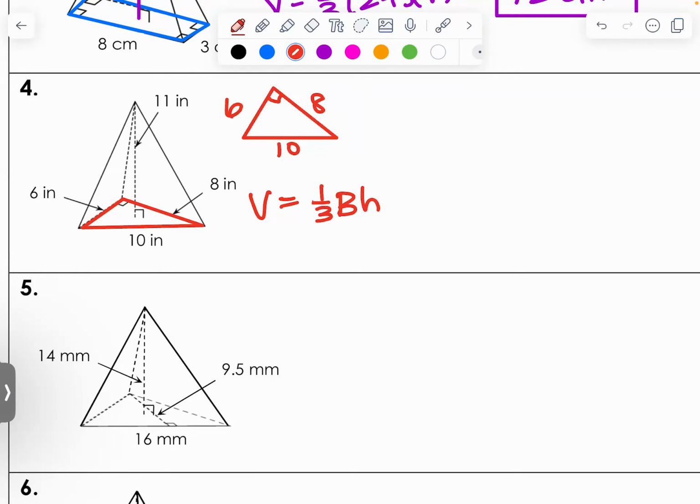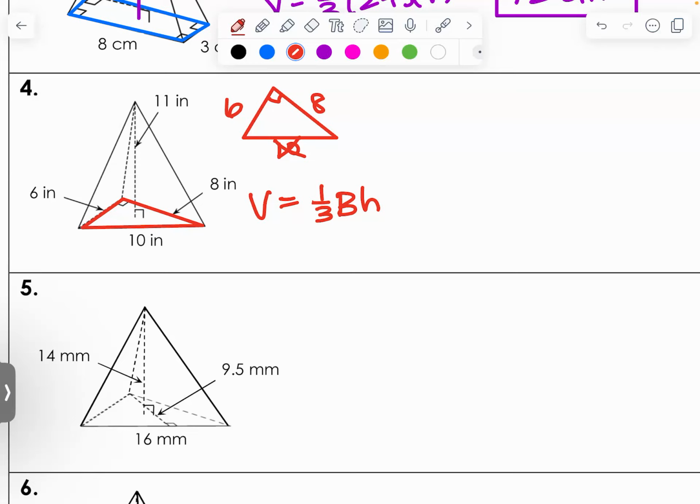Now, do I need all 3 of those numbers? Okay, Reagan, which one do I cross out? We do not need 10. We are looking for the 2 numbers that are on the lines connected to the right angle. Wherever the right angle box is, we're looking for the segments that touch it. So 6 and 8 are touching the right angle box. Now, how do we find the area of a triangle?